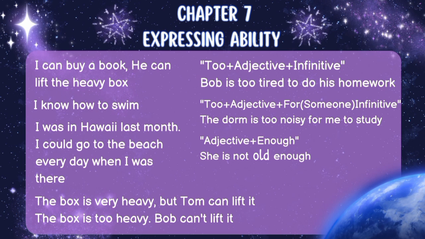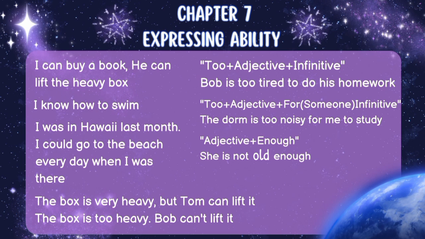Using very and too plus adjective. Very and too come in front of an adjective. For example, the box is very heavy, but Tom can lift it. The box is too heavy, but Bob can't lift it. Very and too do not have the same meaning. Very heavy: it is difficult but possible for Tom to lift the box. Too heavy: it is impossible for Bob to lift it.